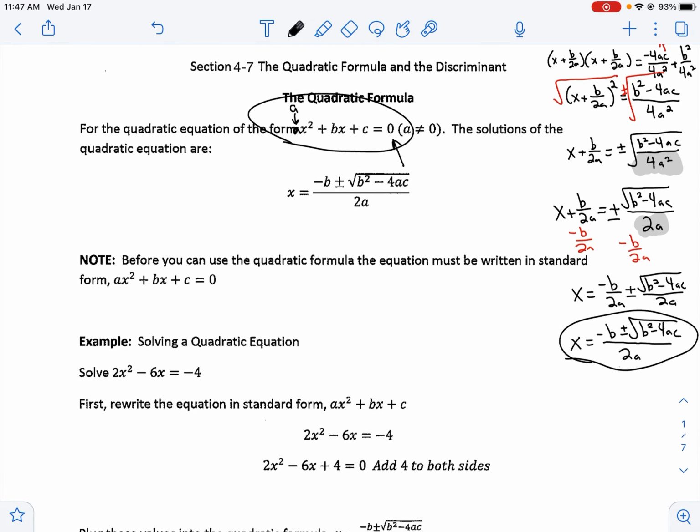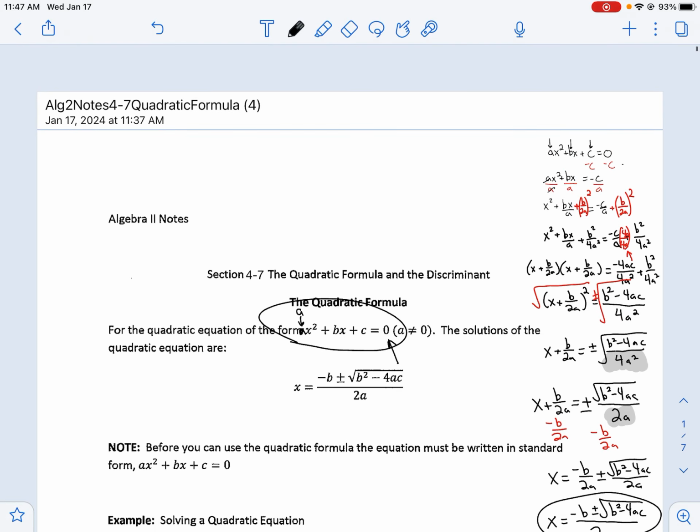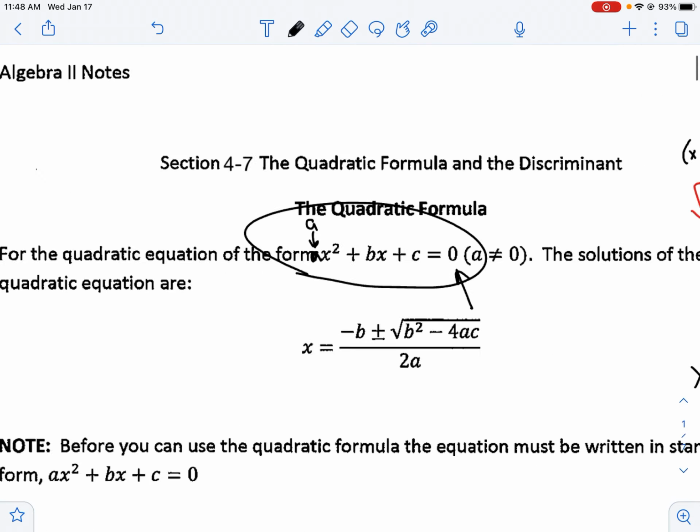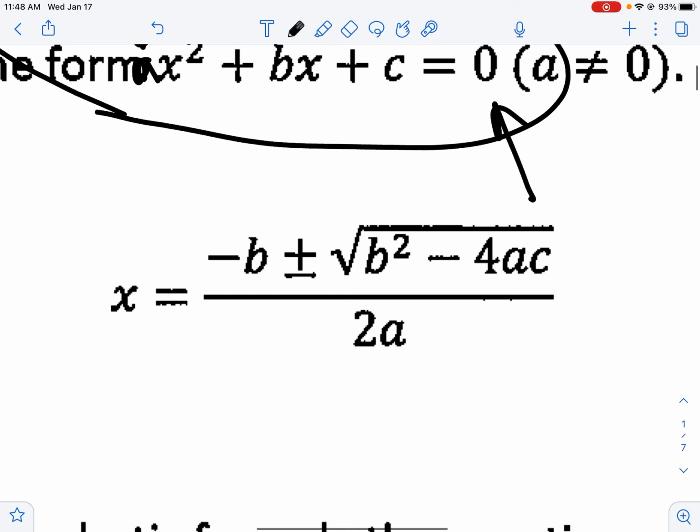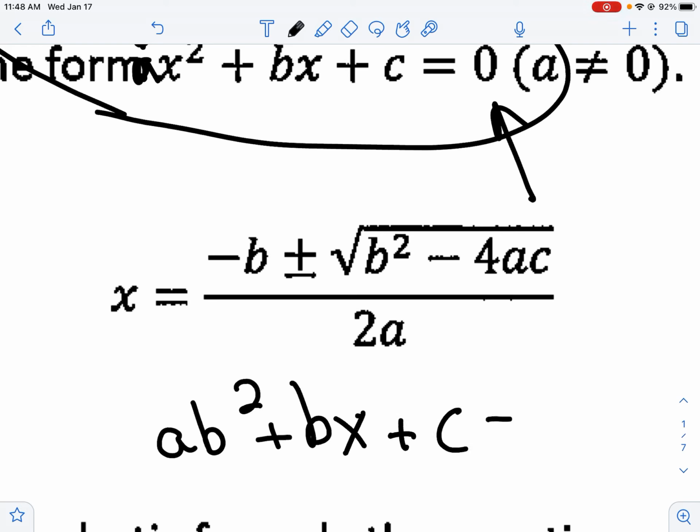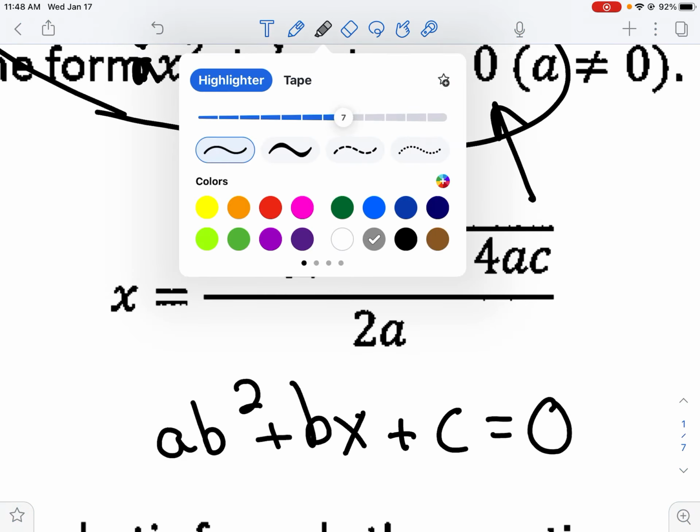Here we go. What we're going to do now is I'm going to show you how to use the quadratic formula to solve anything in this form, where a can't be 0, but it can be any other number. B can be any number, and C can be any number.